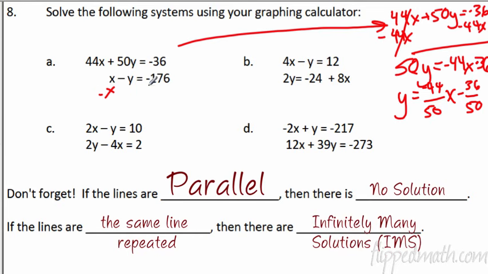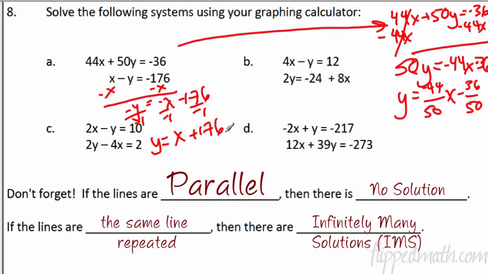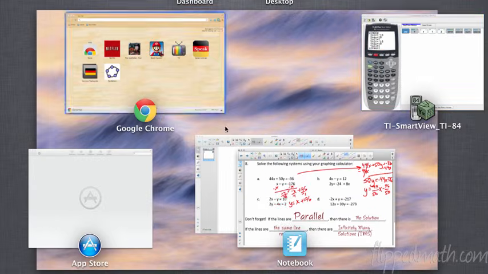For the second equation right here, let's subtract x from each side. Trying to speed this up a little bit. We get minus 176, and then remember we have a negative y, so we have to divide by negative 1. That's going to give us y equals positive x, because a negative over negative is positive, and a negative over negative is positive once again, 176. All right, so back to the calculator.